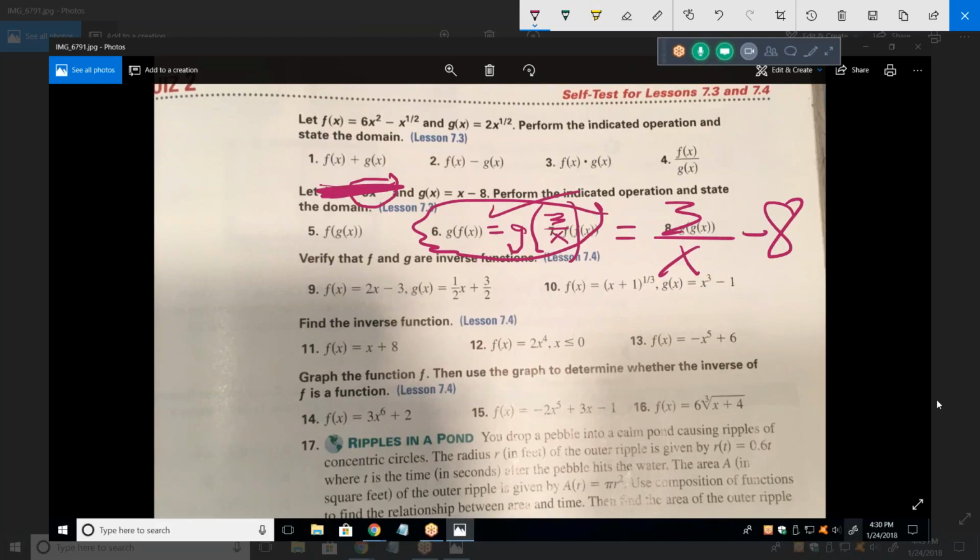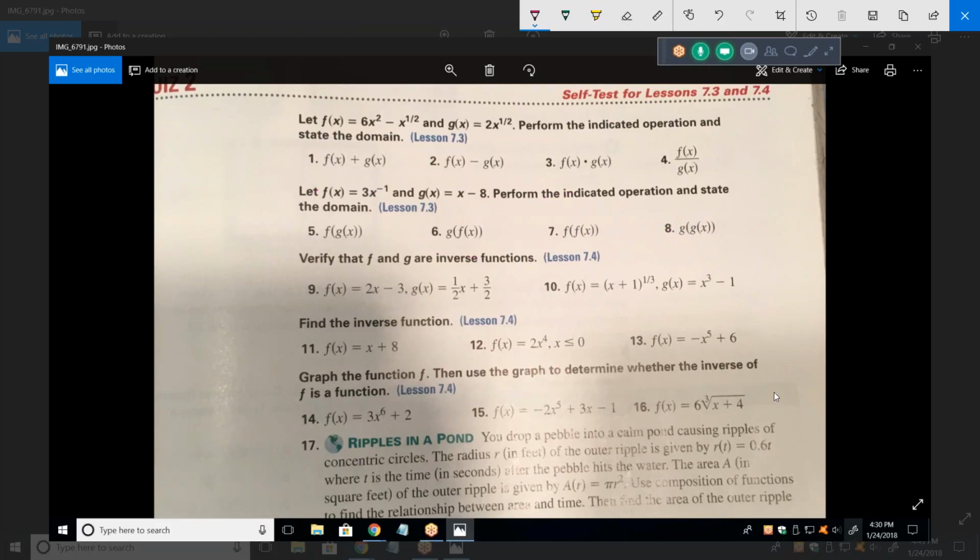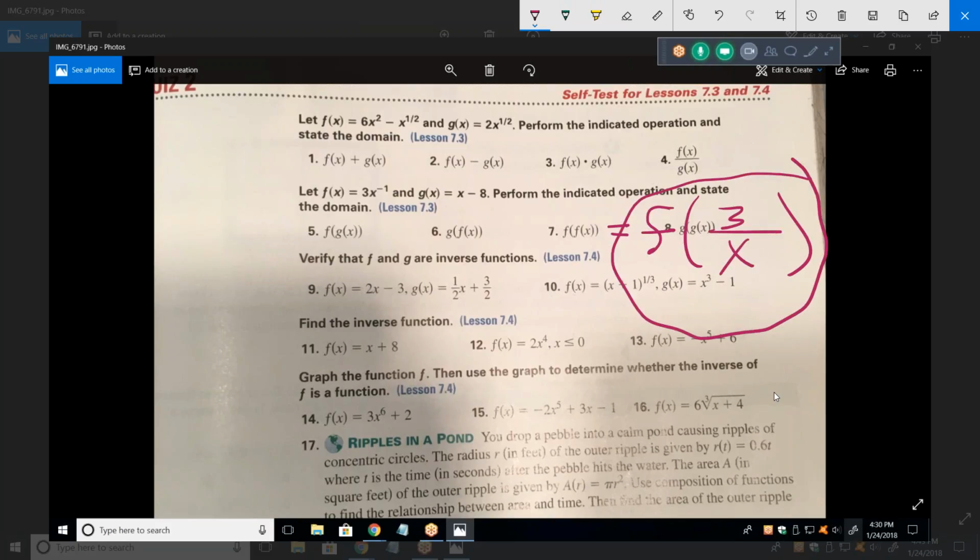All right, let's do another one. They're all the same. Once you get the hang of it, then these become a piece of cake. So here, it's f of x. So what is that equal to for starters? Give it to me as f of something. 3x, 3 over x. Correct. Okay. Now, what is this equal to? 3 over x minus 8.